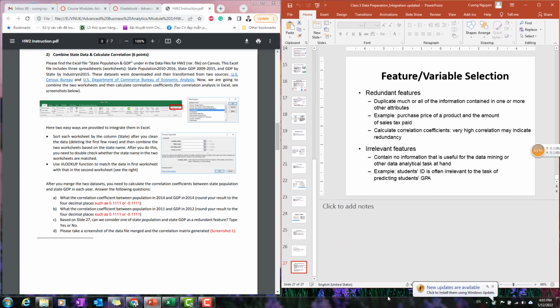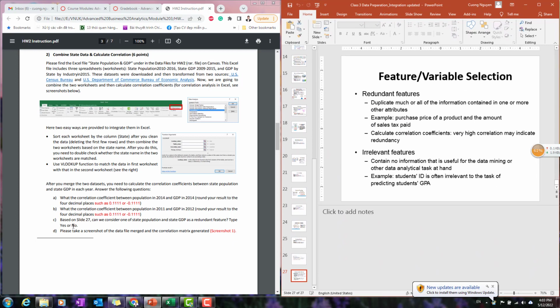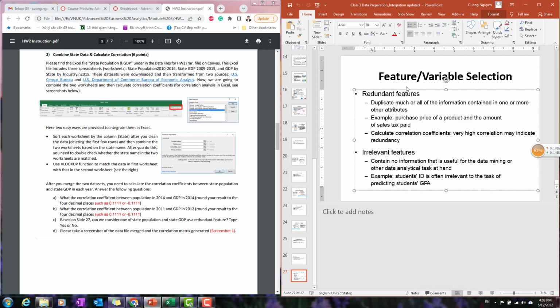Over here in slide number 27, as already mentioned, we had the thing called redundant features, which demonstrates that information may be duplicated between one or more other attributes or variables. For example, the purchase price of the product and the amount of tax rate paid, you know that they will be completely redundant.